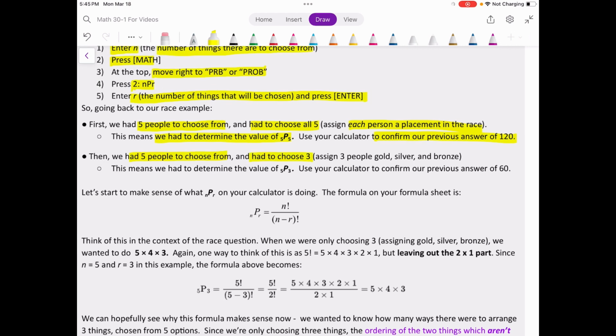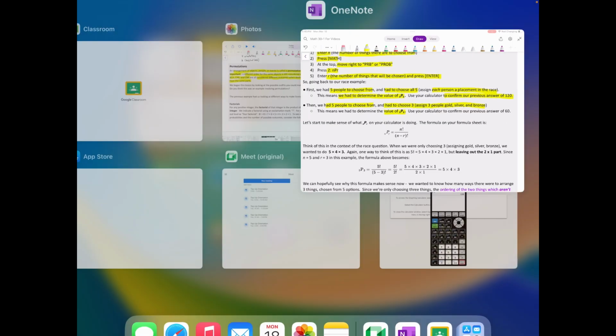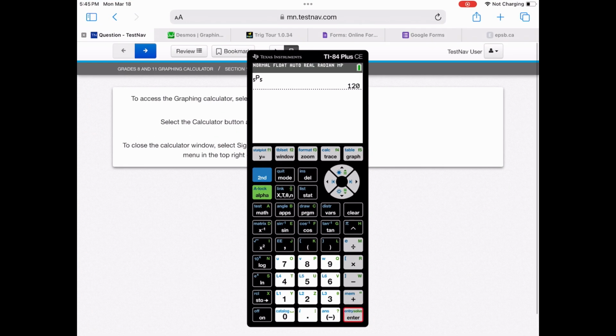Looking at the next one here, we had 5 people to choose from, and we had to choose 3 of them. So 5 options, but we're only arranging 3 chosen from those 5 options. That was when we were assigning 3 people out of 5, gold, silver, and bronze. So what were we doing? We were determining the value of 5 pick 3, right? How many ways are there to arrange 3 things chosen from 5 options? Let's see if we can use our calculator to confirm our previous answer of 60.